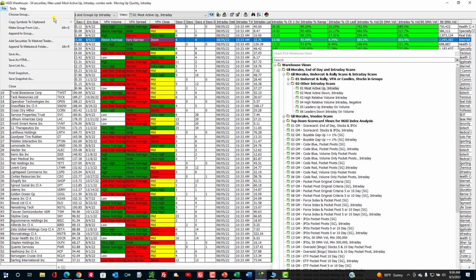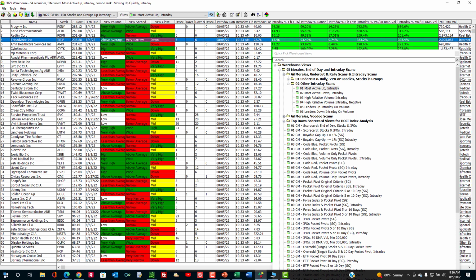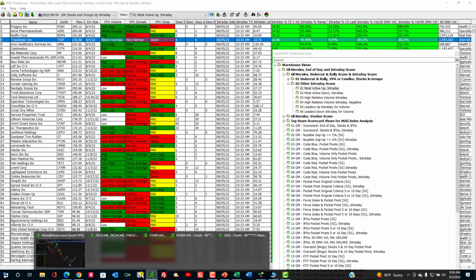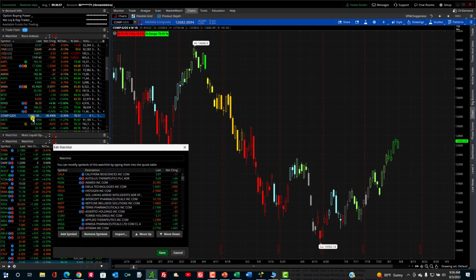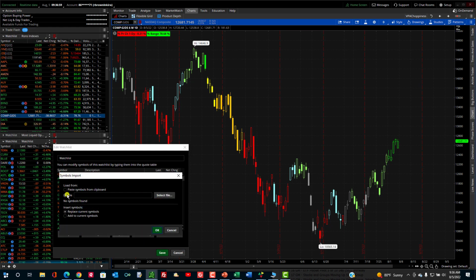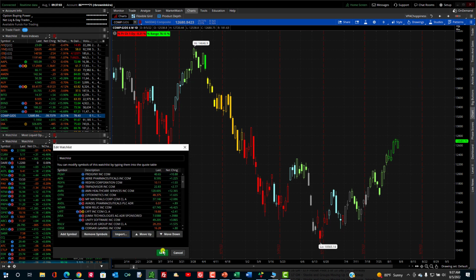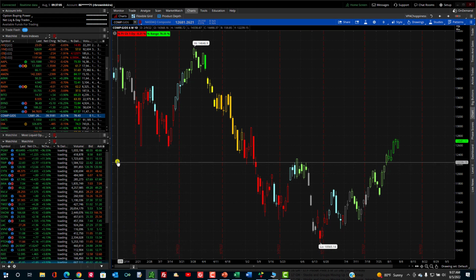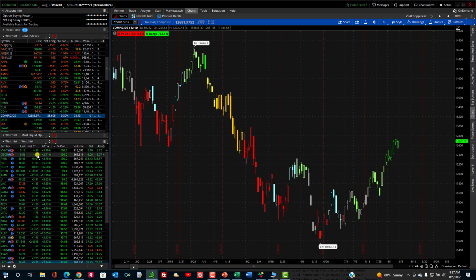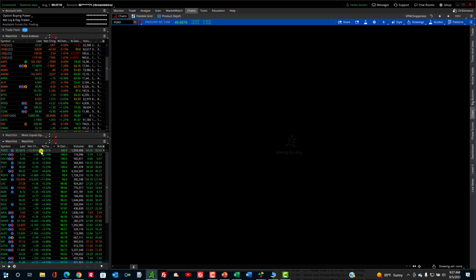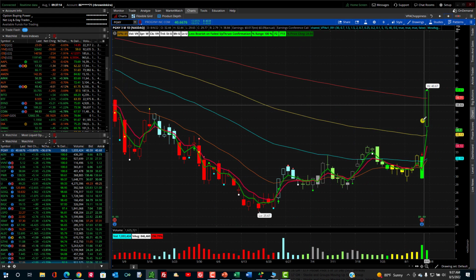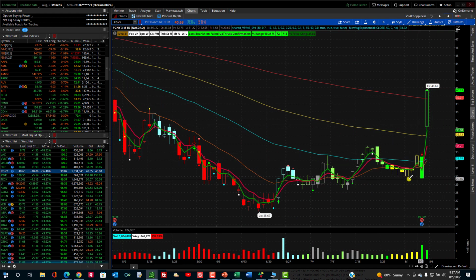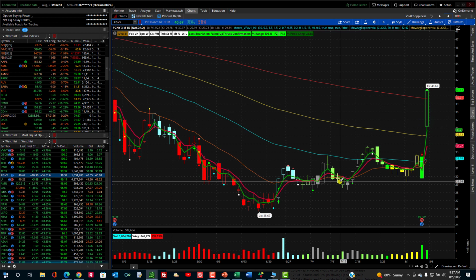What I'm going to do is copy these symbols to the clipboard, and let's take them over and put them in Thinkorswim. I'm going to go into my watch list, edit the watch list, and import these. I'm going to paste these symbols and replace the current symbols. And then it calculates this. These stocks are trading at their high point of the day.